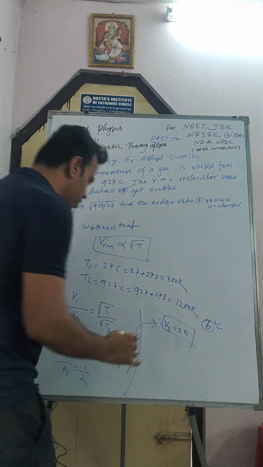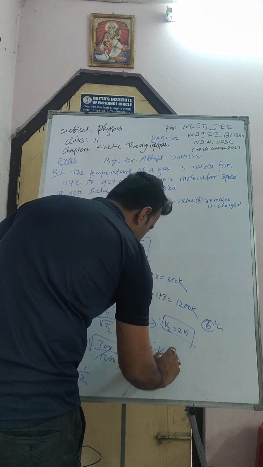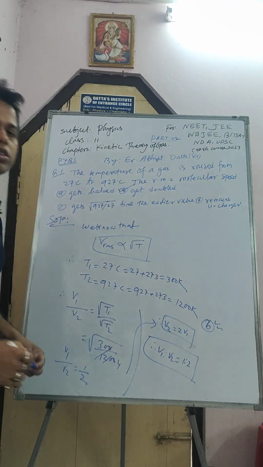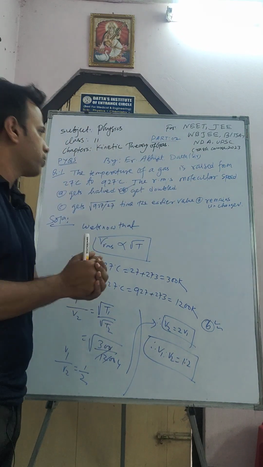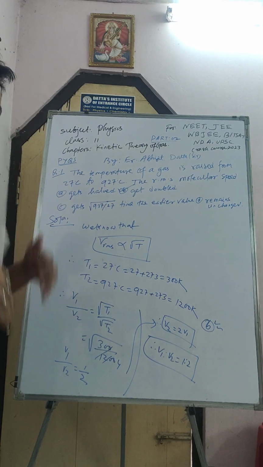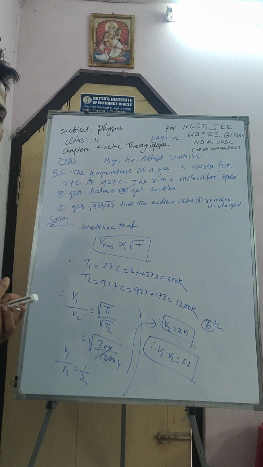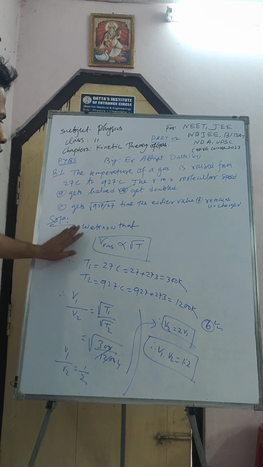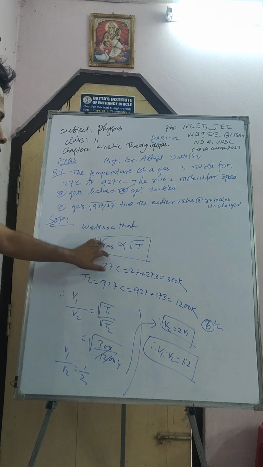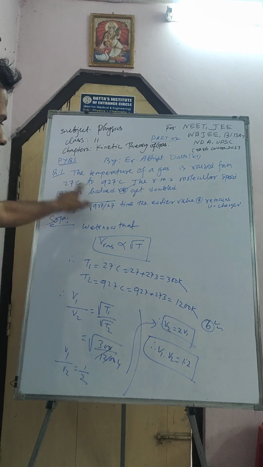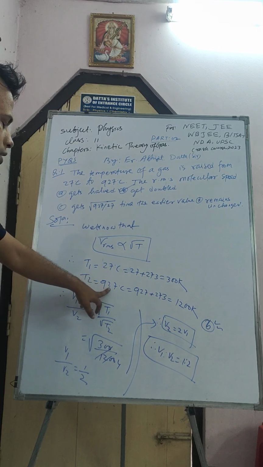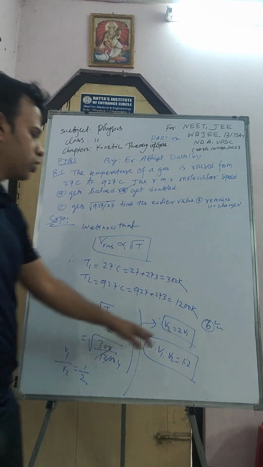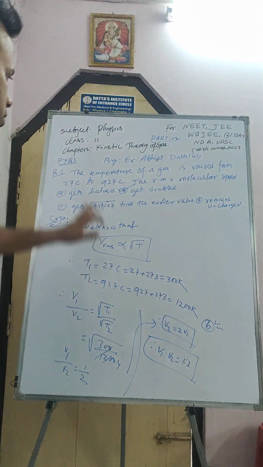Or they may ask to find the ratio. So it will be V1 is to V2 is equal to 1 is to 2. If they ask for the ratio, it will be 1 is to 2. So they try to find out how many times the velocity of the molecules will be affected. So option B is the correct answer. It's so simple. You just use this formula, V_RMS equal to root over T. T1 is 27 degrees C, that is 300 K. T2 is 927 degrees C, I convert into Kelvin. Then V1 by V2 equal to root over of T1 by T2. After simplification, V2 equals 2 V1. So twice will be the correct answer. Option B is the correct answer here.